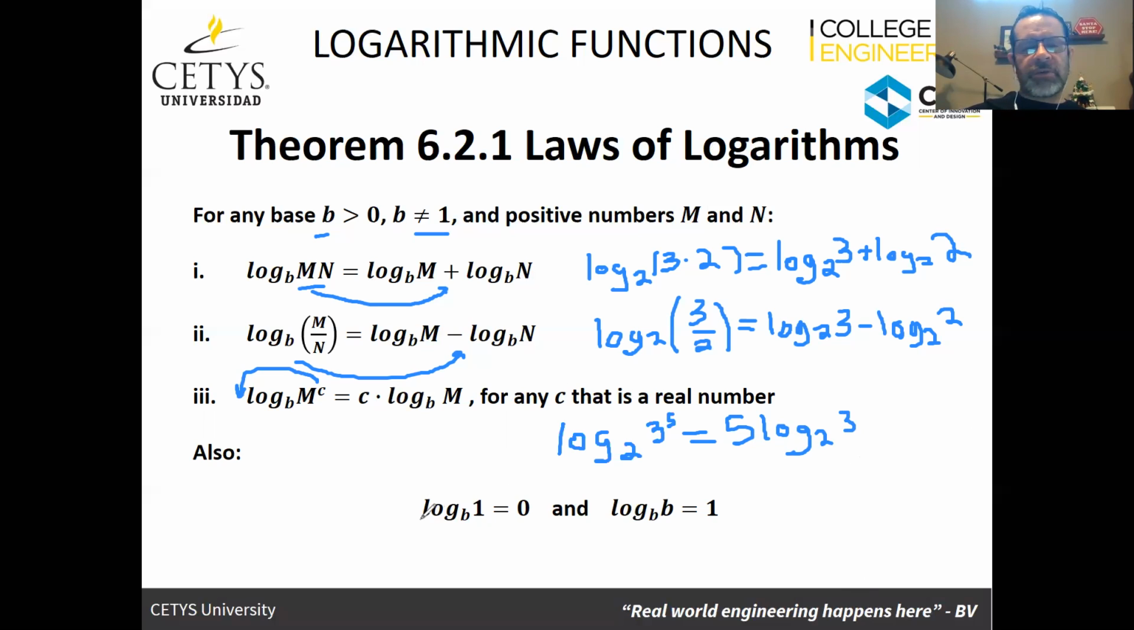A few rules also apply here. So the log base b of 1 is equal to 0. And again, this is because b elevated to the 0 equals 1. So always the logarithm of 1 is equal to 0. And also the logarithm base b of b is always 1, and this is because b elevated to the 1 is equal to b. Okay, and so we're going to be using these laws and applying them to operations we're going to be doing.